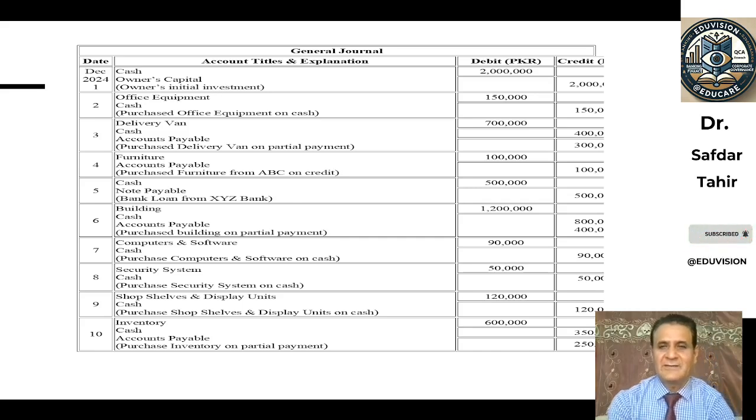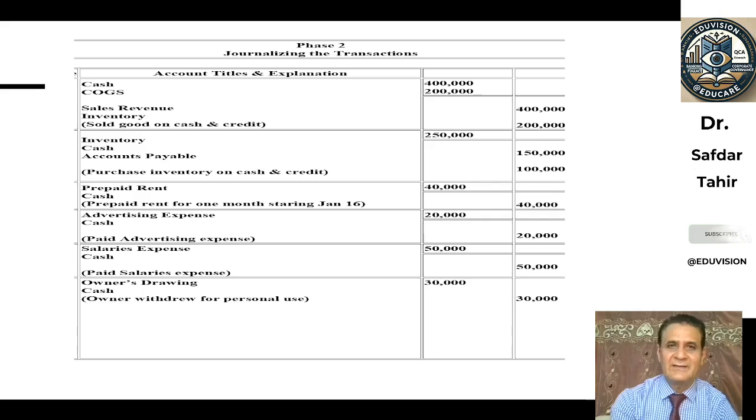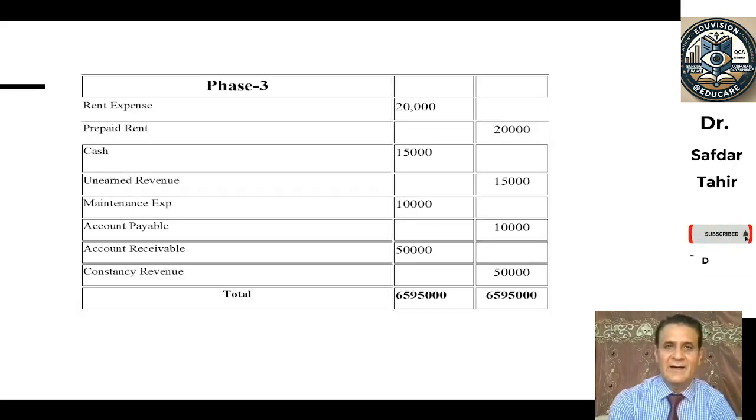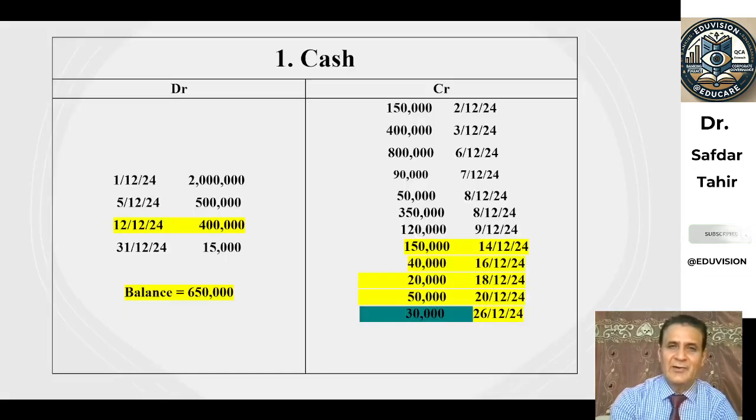This is the first generalization in phase one. This is the second phase generalization and this is the third phase generalization. The total journal indicates that 65 lakh 95,000 is debited and 65 lakh 95,000 is credited. So the total debit is equal to total credit. Look at the ledger accounts. The ledger accounts show this balance.